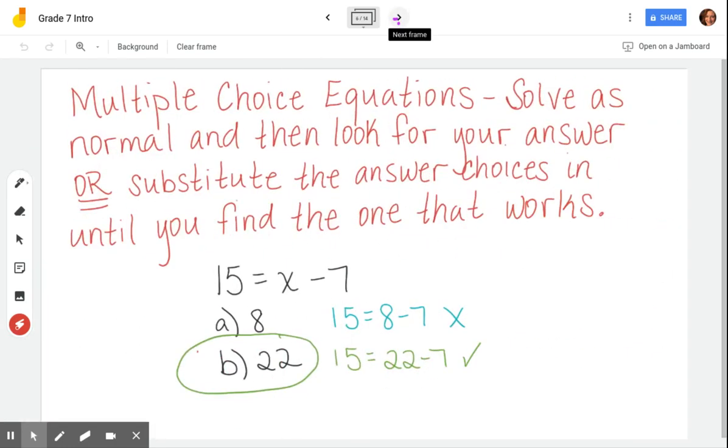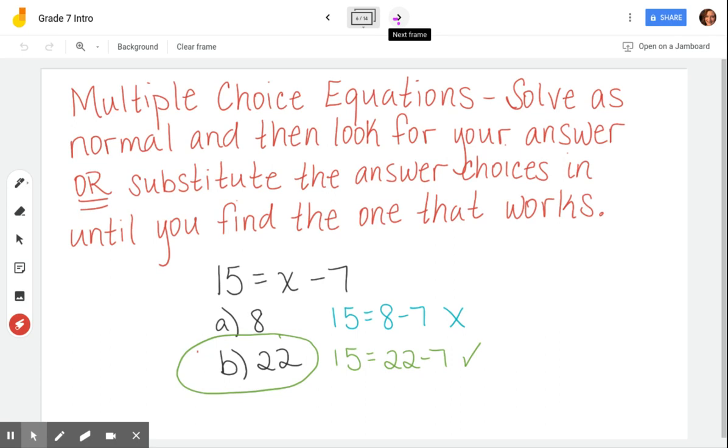Sometimes you'll get multiple choice equations. In my class, a lot of the homework is multiple choice. While the quizzes are not, the homework is. So I would still encourage you to know the process for solving equations, but sometimes, especially if you're on a standardized test for the state and you're starting to run short on time, if you have multiple choice options, you know how we were substituting the answer in to see if our answer was correct? You can do that with your answer choices.